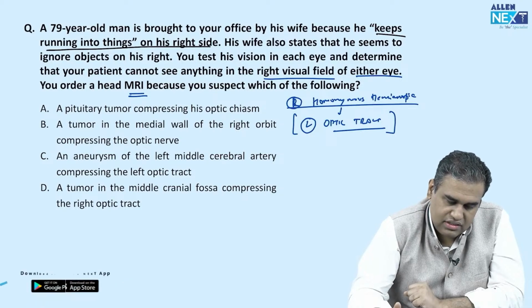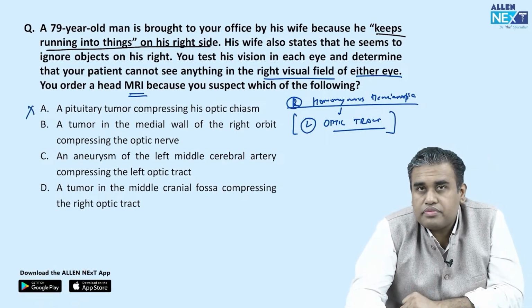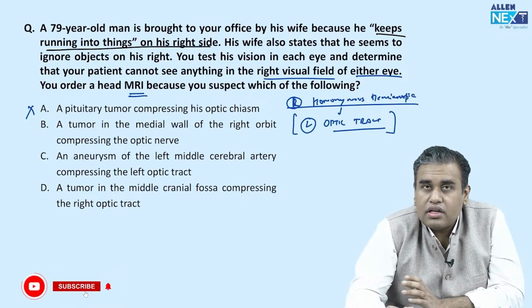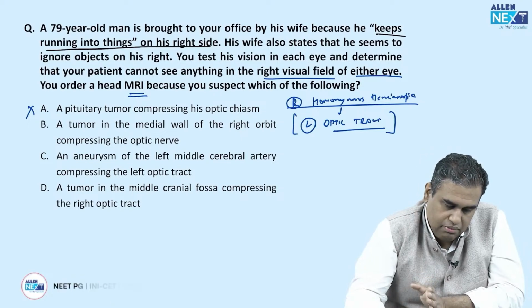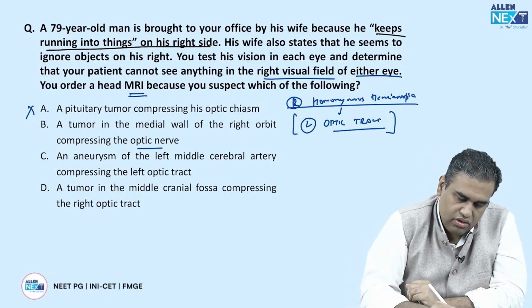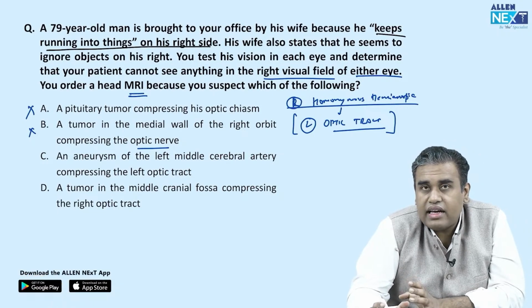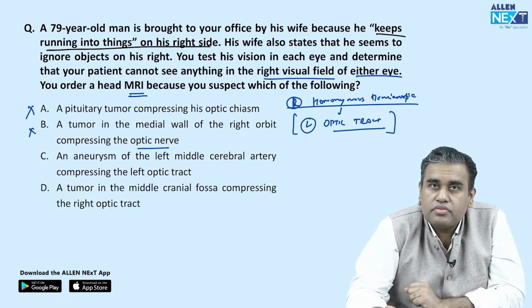A pituitary tumor compressing the optic chiasm? Obviously not, because a lesion in the optic chiasm will give other features. It could give rise to the bitemporal hemianopia if it is the central part. A tumor in the medial wall of the right orbit compressing the optic nerve? No, because with the optic nerve there will be right eye complete visual field loss. Okay, it will be a monocular blindness.